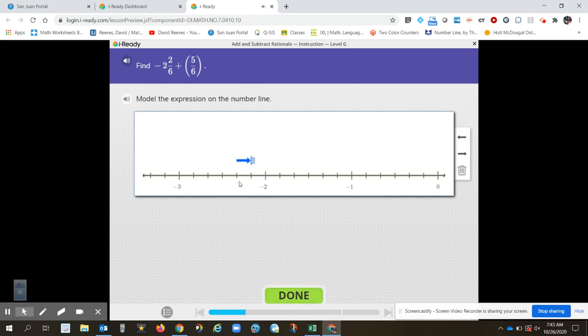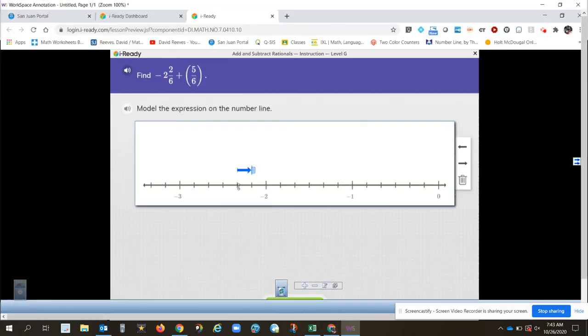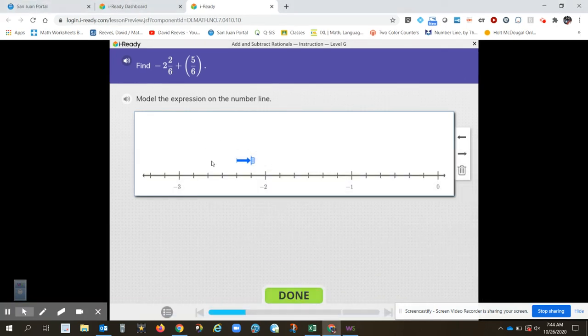Which, by the way, is the same as -2 and 1/3, because if I were to draw lines on here, in fact, let me do that real quick. Do you see right here? If I do a line right here, and a line right here, and a line right here, that's 1/3, 2/3, 3/3. So this is actually the same as -2 and 1/3. All right, but they are not seeming to be concerned about simplifying here, so we'll go with what they say.